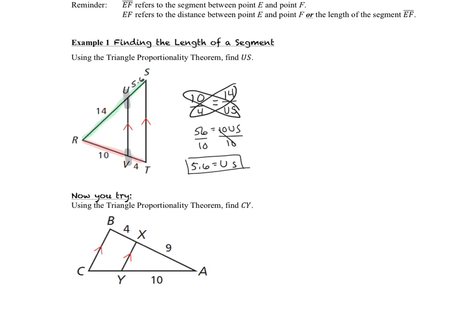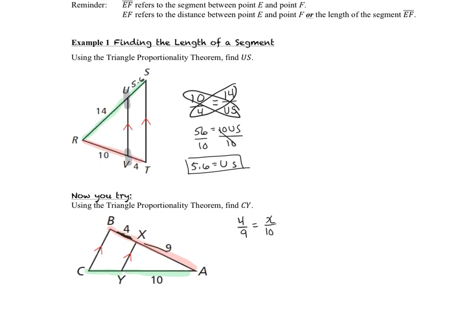Okay, use a triangle proportionality theorem to find CY. So again, it's the same idea. We've got, you could say like BX over, we have our parallel lines. So BX over XA is equal to CY over YA. So let's look at that. 4 over 9 is equal to X over 10.